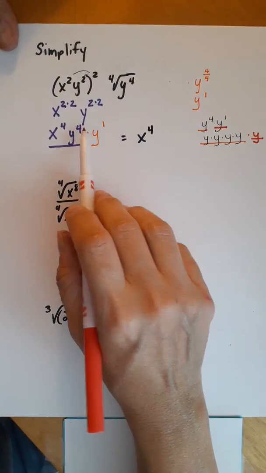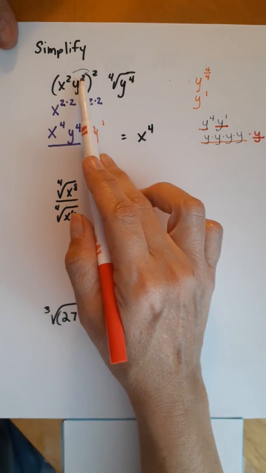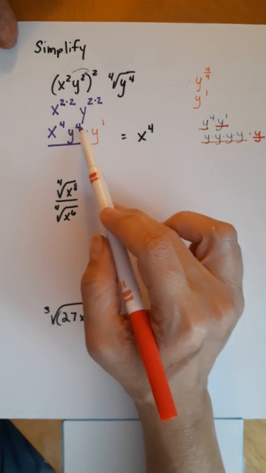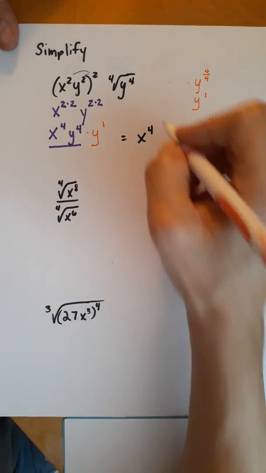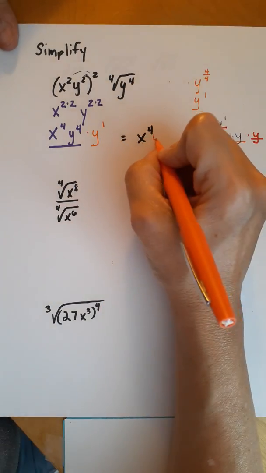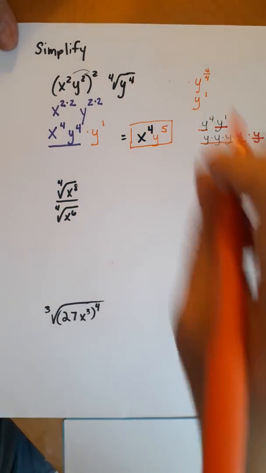Now, even though there's multiplication, it's not in parentheses, it's not a power to a power. This is just multiplying 2 bases, and then you add up the powers. 1, 2, 3, 4, 5. And there's my answer. And I'll do it in orange. Y to the 5. That's how you do this. Okay?